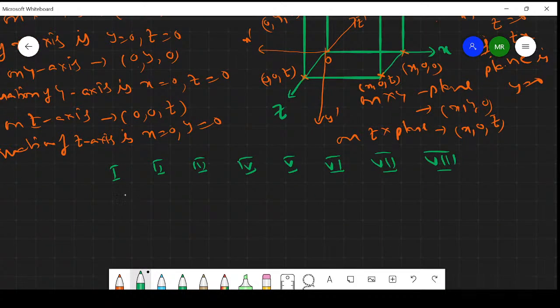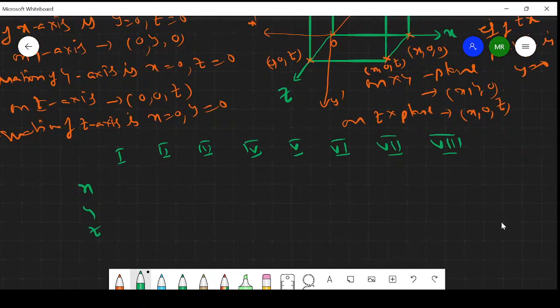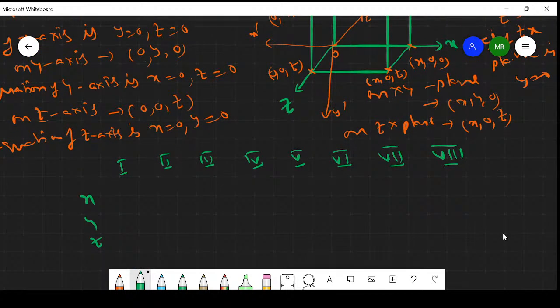For the coordinate axes, I can write x, y, z. When I take these, 8 octants will be there. They will give one point and ask which octant it belongs to. This is easy to remember. For x, y, z, in the first octant, all the points will be plus plus plus. You can remember this.